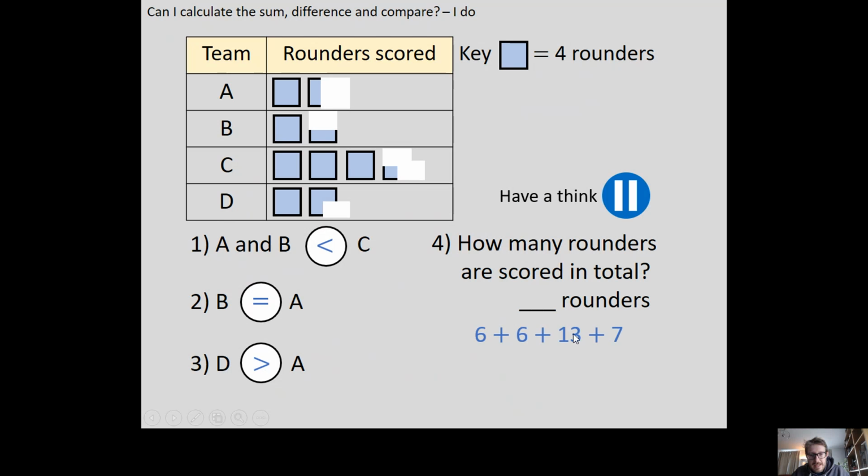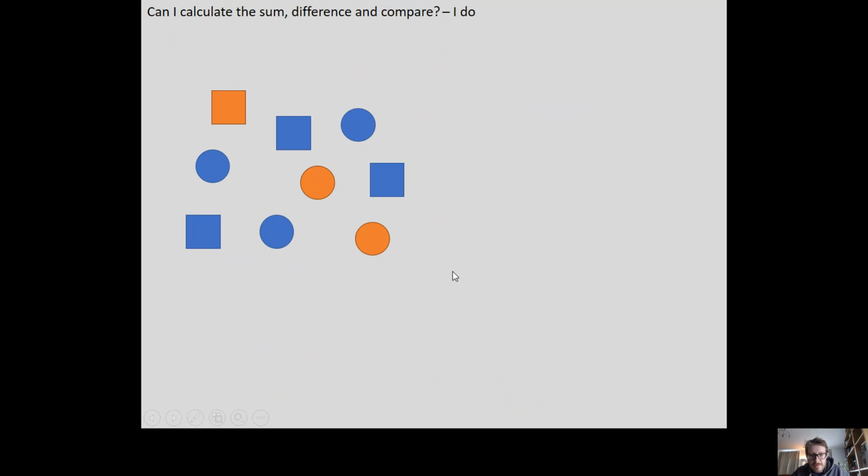So 6, add 6 plus the 13 plus the 7, we have 32 rounders. Add the halves, add the little ones.